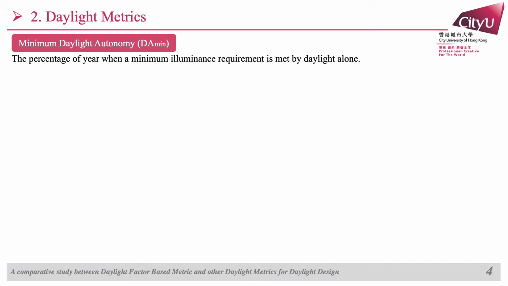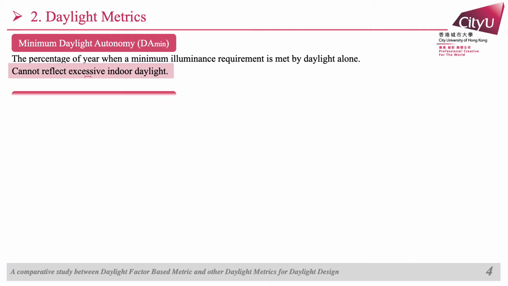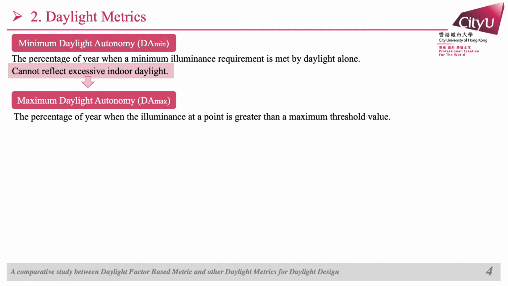The second part is daylight matrix. The minimal daylight autonomy is the percentage of year when a minimal illuminance requirement is met by daylight alone. However, it cannot reflect excessive indoor daylight. To deal with visual glare issue, maximum daylight autonomy is proposed.